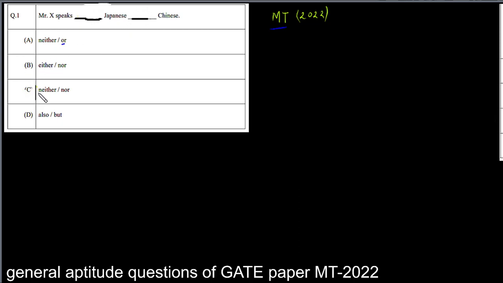So we can say option C contains the correct set of words for those two blanks, neither and nor. Now read the statement: Mr. X speaks neither Japanese nor Chinese. Yes, it makes sense, because Mr. X is not able to speak Japanese, and also he is not able to speak the Chinese language. So option C contains the correct set of words for these two blanks.